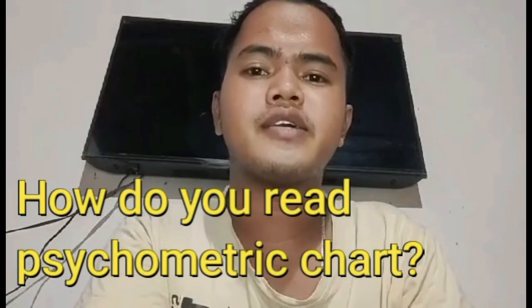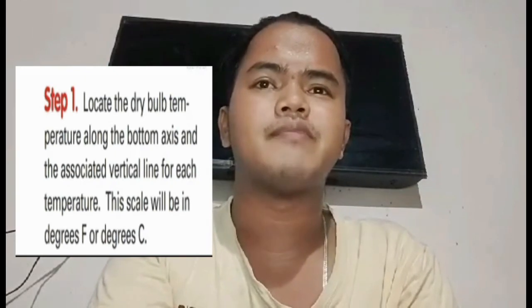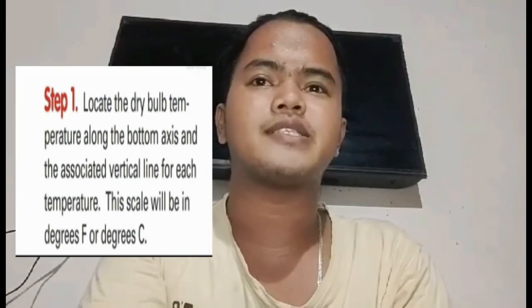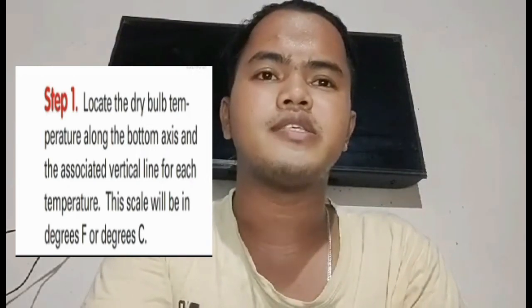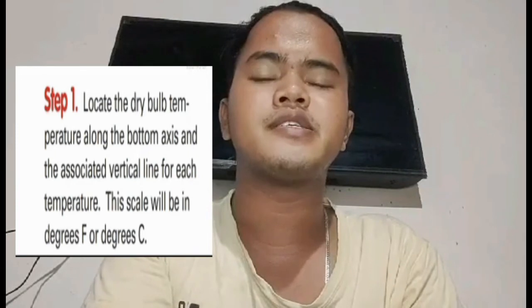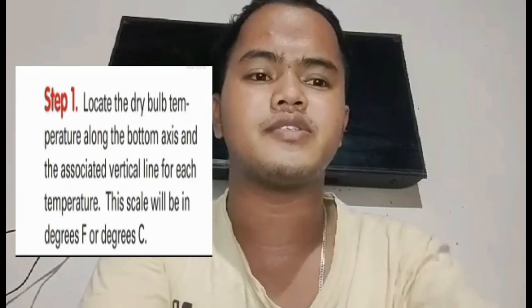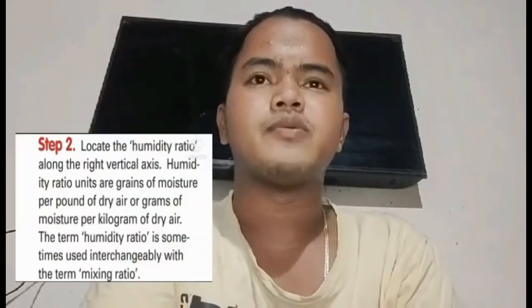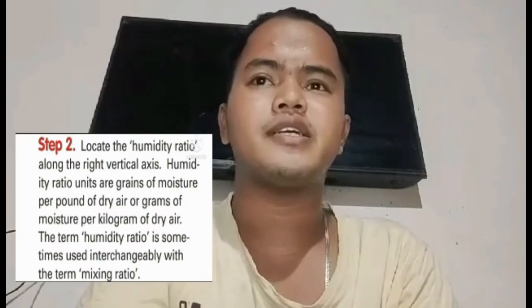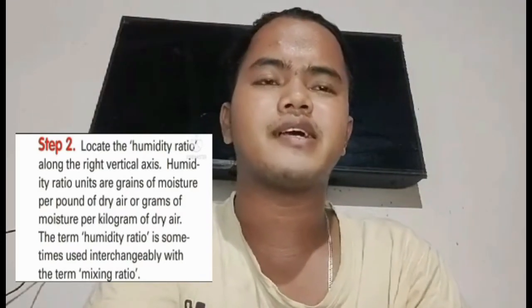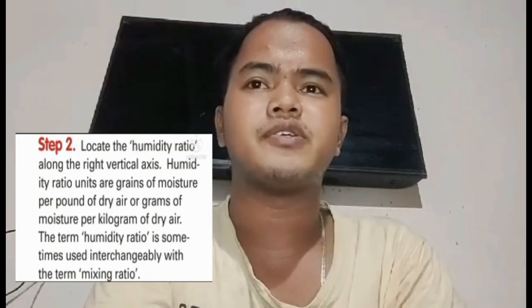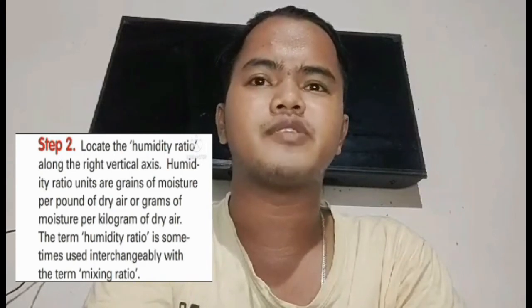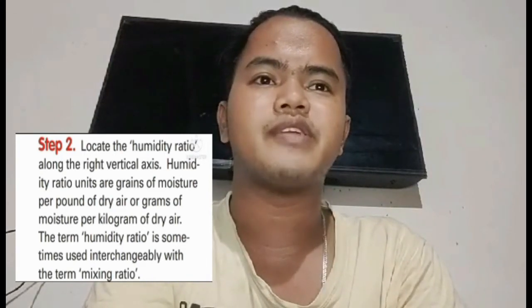How do you read a psychrometric chart? First, you need to locate the dry bulb temperature along the bottom axis and the associated vertical line for each temperature. This scale will be in degrees Fahrenheit or degrees Celsius. Step 2. Locate the humidity ratio. Along the right vertical axis, humidity ratio units are grains of moisture per pound of dry air or grams of moisture per kilogram of dry air.